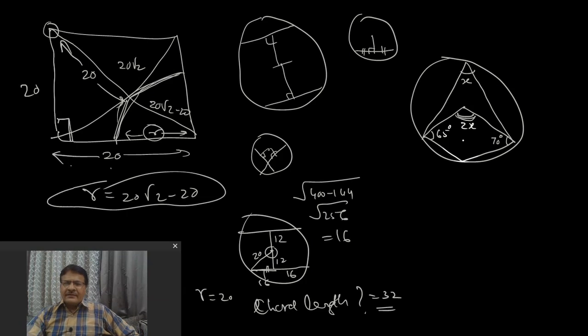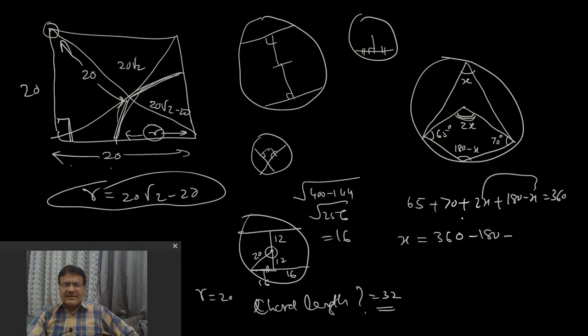And one more thing. This is a cyclic quadrilateral, and in a cyclic quadrilateral the sum of opposite angles is 180 degrees. So this has to be 180 minus x, because the sum of x and this is 180 degrees. Now this is a quadrilateral in which the sum of all angles must be 360 degrees. So can I say 65 plus 70 plus 2x plus 180 minus x equals 360 degrees? So 2x minus x, that is x, equals 360 minus 180 minus 70 minus 65.